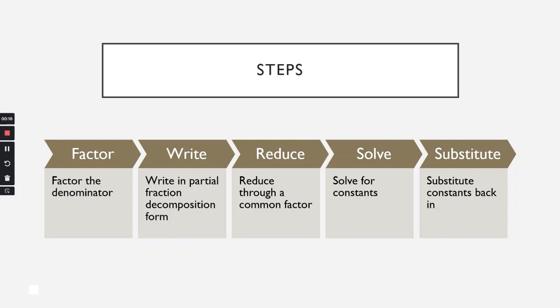First, we will factor the denominator of our fraction. Then we will write the fraction in partial fraction decomposition form. We will go over the different forms on the next slide. Then we will reduce the fraction, getting rid of the denominator using a common factor. We will then solve for constants and substitute those constants back in.